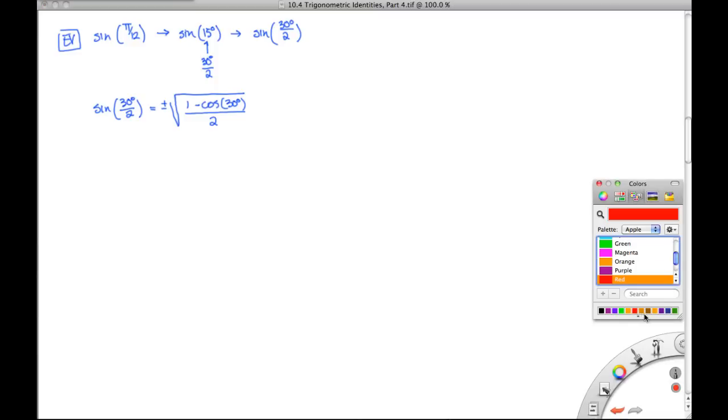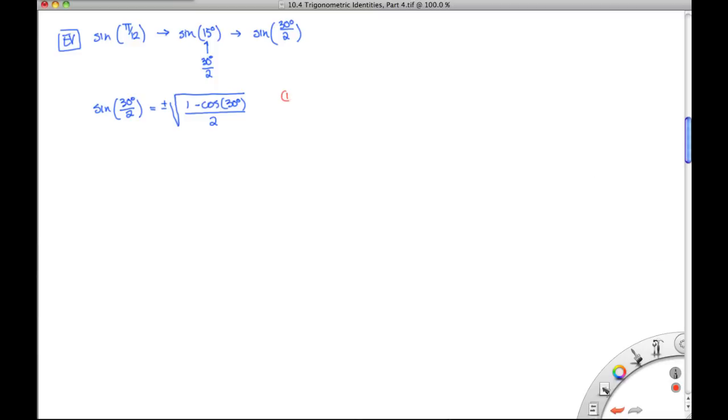Okay, so here are 2 questions that we're going to need to ask here. First off, what is the cosine of 30 degrees? Cosine of 30 degrees is going to be equal to the square root of 3 divided by 2. So that's done. Now the second question is, is the sine of our original angle, which is pi over 12, positive or negative? So 15 degrees, pi over 12, first quadrant, so we know that it's going to be positive.